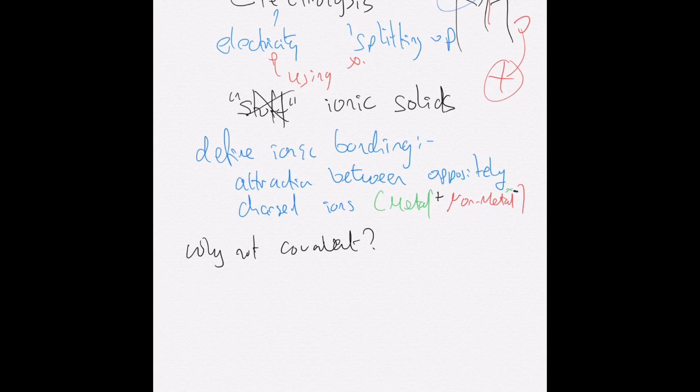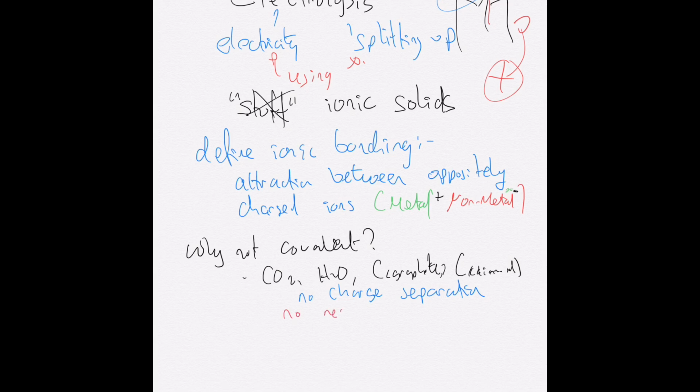The question was, why not covalent? Well, covalent molecules are things like CO2 and H2O and carbon as graphite and carbon as diamond. I'd love to get some diamond electrodes, sell them, and go for a fantastic holiday, but that's not going to happen. Why can these not be electrolyzed? Because there is no charge separation. Basically, there is no negative or positive ions to carry the electricity.